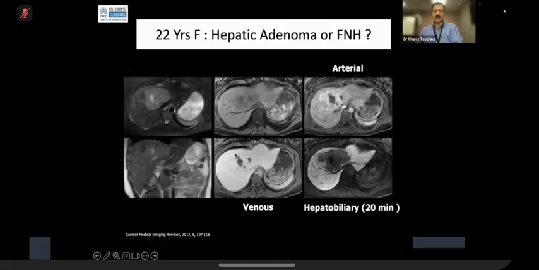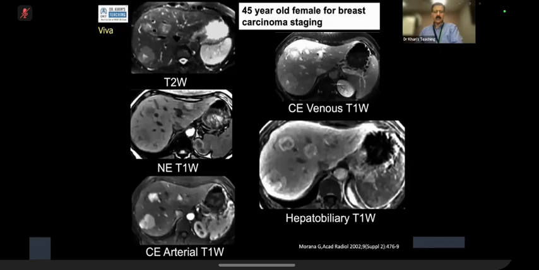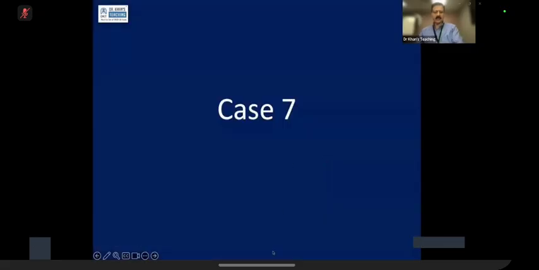And central scars, by the way, can be seen in more or less every tumor. Now, it does not show washout, but on the hepatobiliary phase, it shows washout. So here it is benign, and it is an adenoma and not an FNH. This is a case in which the patient had breast carcinoma and multiple focal lesions on imaging. They were worried about metastasis, but on the hepatobiliary phase, you can see contrast retention, which means these were multiple FNH.